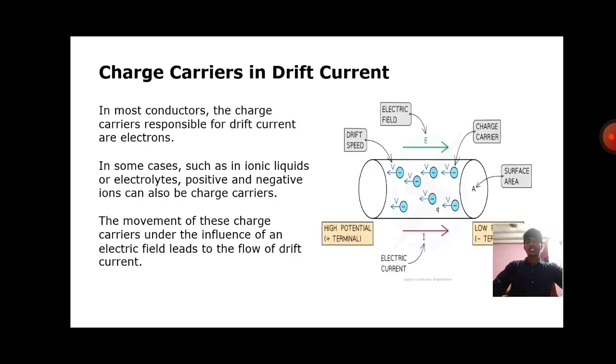Charge carriers in drift current. In most conductors, the charge carriers responsible for drift current are electrons. In some cases, such as ionic liquids or electrolysis, positive and negative ions can also be charge carriers. The movement of the charge carriers under the influence of an electric field leads to the flow of drift current.